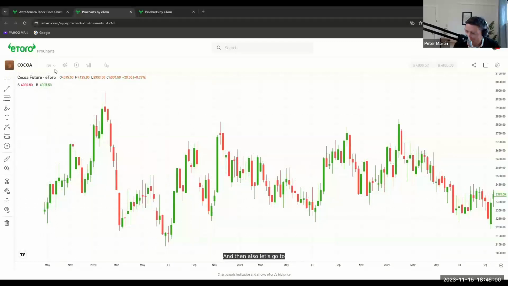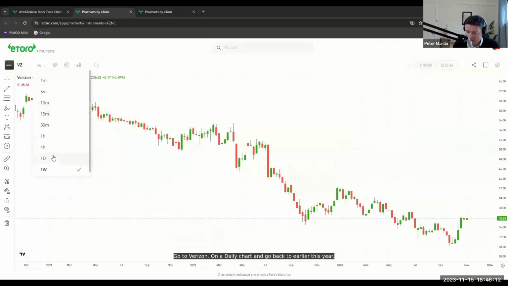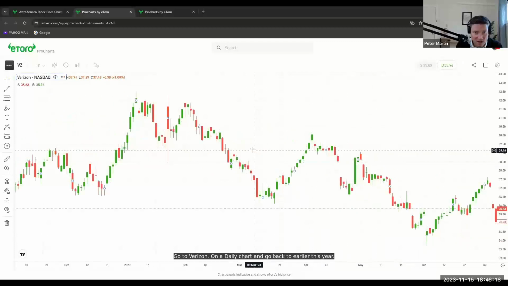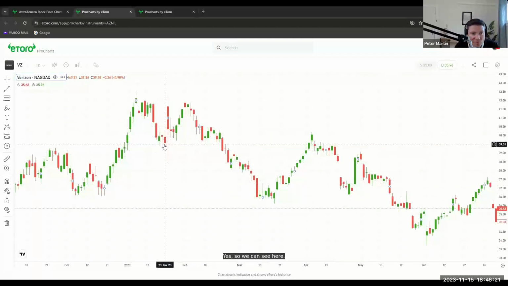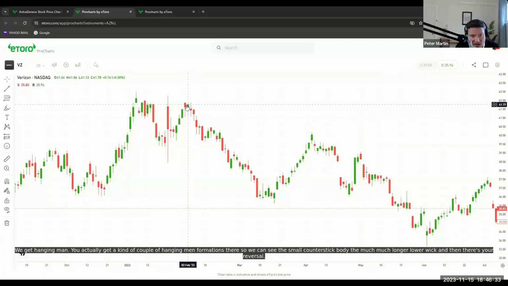And then also let's go to Verizon on a daily chart and go back to earlier this year. Yeah, so we can see here prices rising in late January, and then right at the end of the month, beginning of February, we get hanging man. You actually get a couple of hanging men formations there. So we can see the small candlestick body, the much longer lower wick, and then there's your reversal.